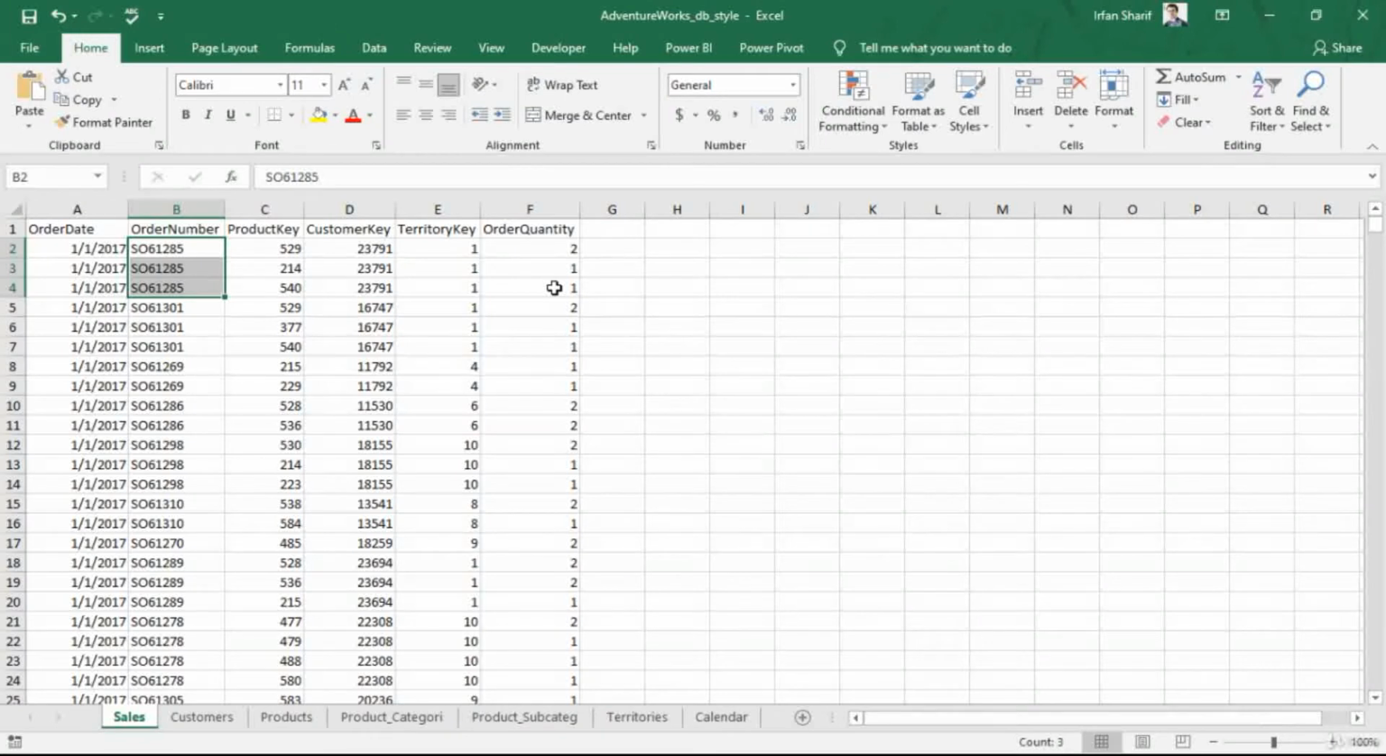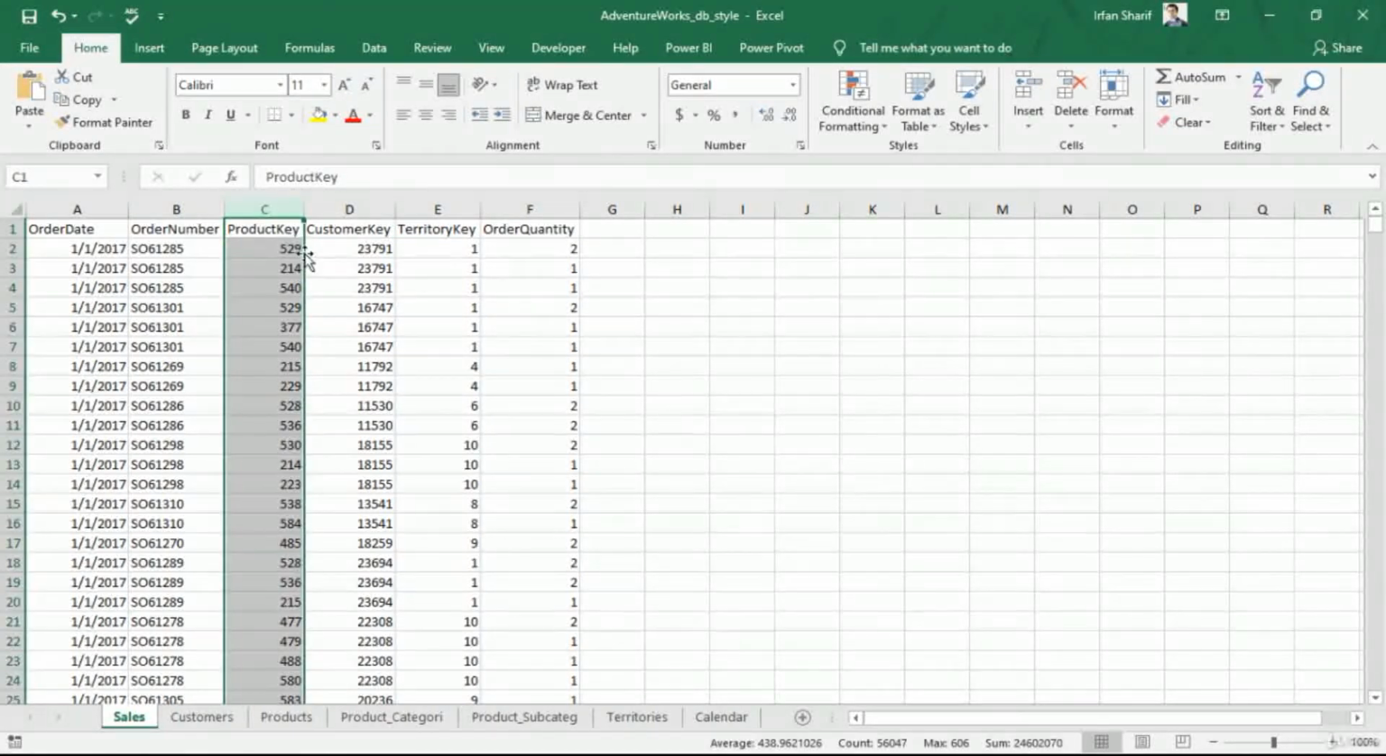So databases are organized in a way that the duplication of data is minimized, so that the efficiency and storage is optimized in a proper way. Now we have this information about the product key and customer key and territory key.